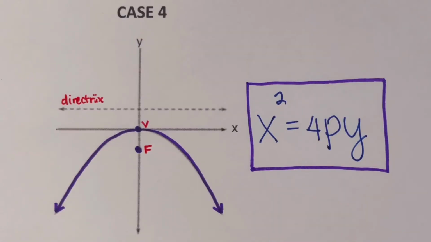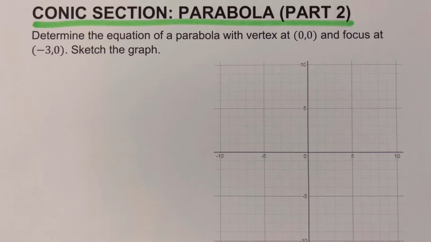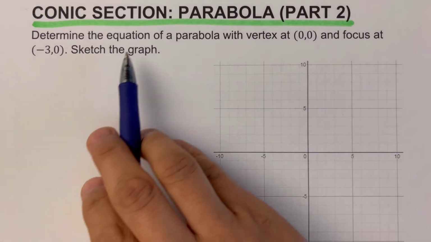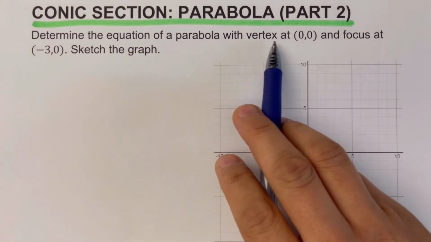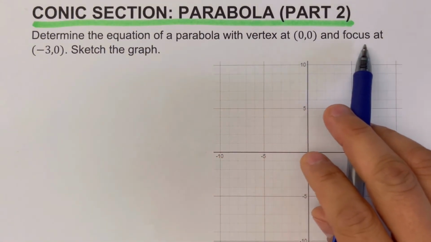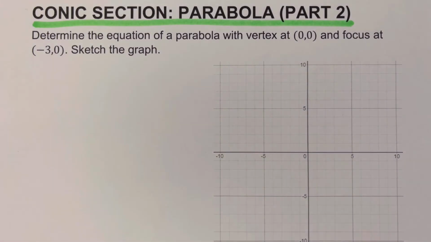So these are the four cases of the parabola with vertex at the point of origin, or (0, 0). Okay, going back to the example that we have right here, we're supposed to determine the equation of a parabola with vertex at (0, 0) and focus at (-3, 0). And we're supposed to sketch the graph.